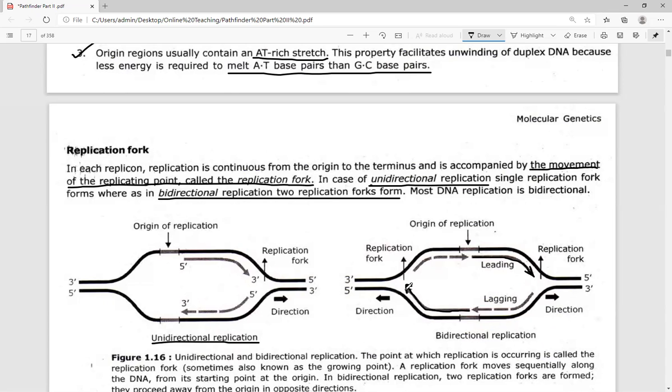So scientists say that the terms leading and lagging are a misnomer. In the case of bidirectional replication fork, the one which is leading is also lagging, and the one which is lagging is also leading. Now try to understand in Hindi.